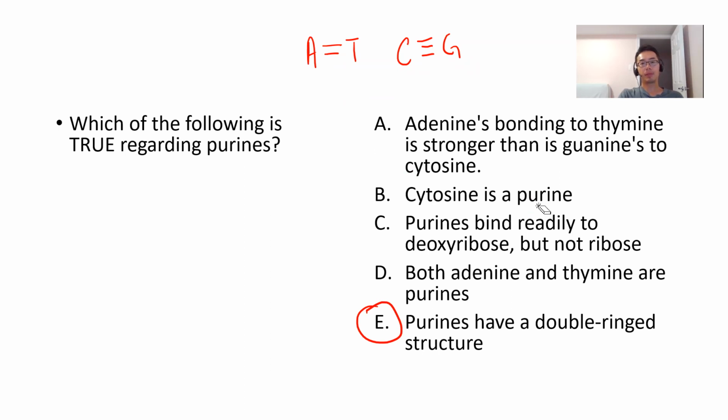Cytosine is purine. That's not true. Okay, purine, remember, pure as gold. So only adenine and guanine. So that's not true. Purines bind readily to deoxyribose, but not ribose. That's not true. Okay, so A and G, you will find them both in DNA and RNA. So that's not going to be a problem. Both adenine and thymine are purines. They're not, right? Thymines are not. So the correct answer is E.